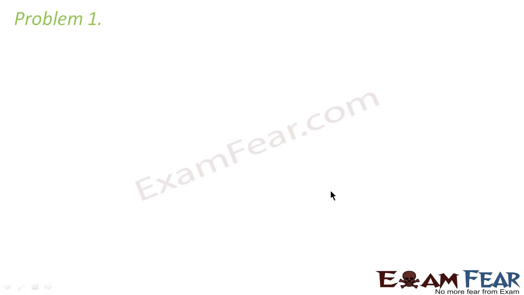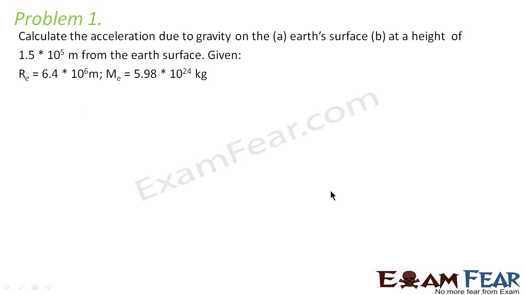Part 7. Comes problem 1. It says, calculate the acceleration due to gravity on the Earth's surface is the first part. Second part, at a height of 1.5 × 10^5 meters from the Earth's surface. Given radius of the Earth is equal to 6.4 × 10^6 meters and mass of the Earth is 5.98 × 10^24 kg. Now let us first solve the first part.